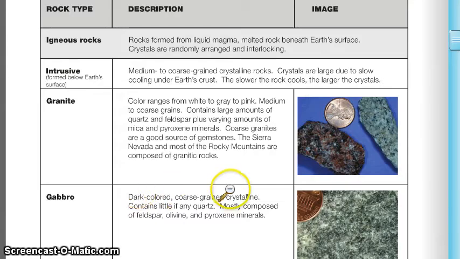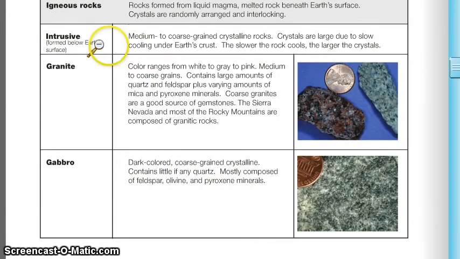If we come over to the book, it gives us two examples of igneous rocks that are intrusive: granite and gabbro. The rock that we were just looking at was granite. We have here that it ranges in colors from pink to gray, contains large amounts of quartz and feldspar, having various micas and other things in with it. And we said again that that is an intrusive igneous rock.